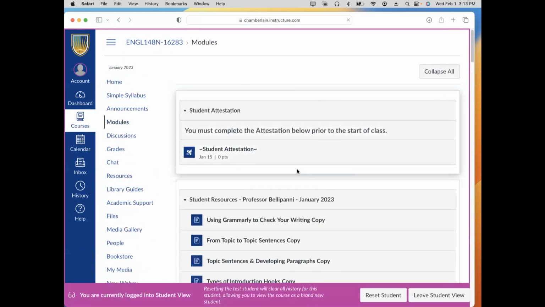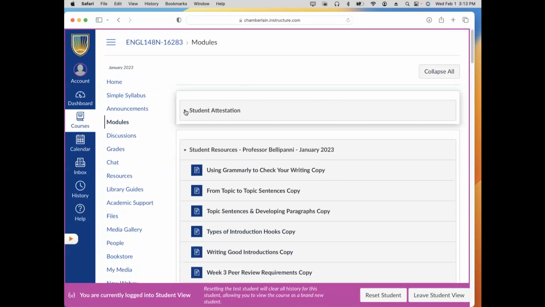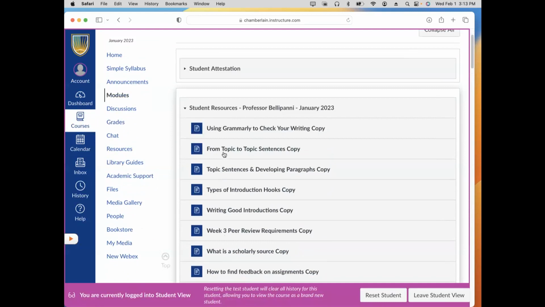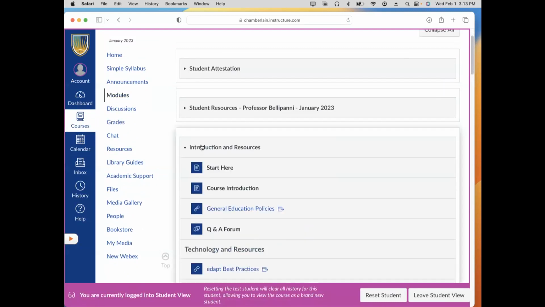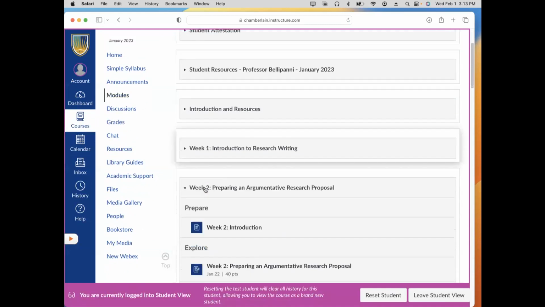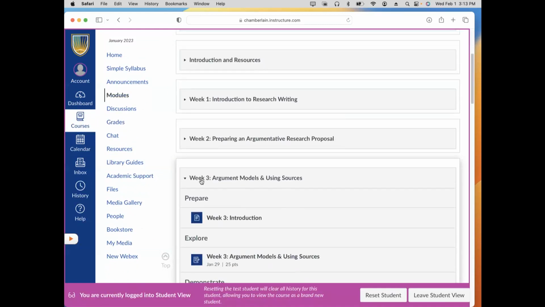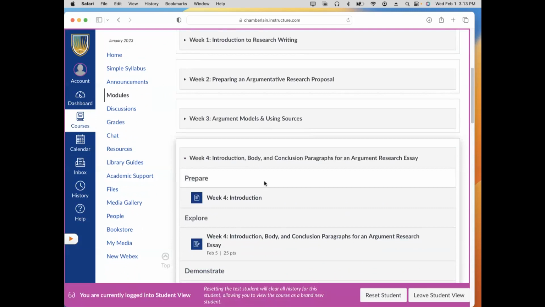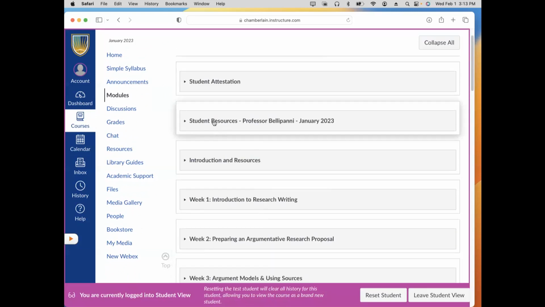So I'm in student mode here, so hopefully you can see what you actually see. I've just put this student resource button in. This is in the modules page. So here are all the modules, week 1, 2, and close all these. There's week 4. At the top, I put this student resources.